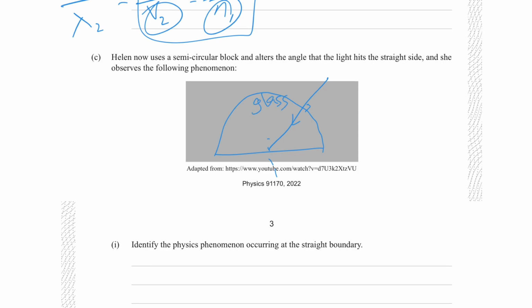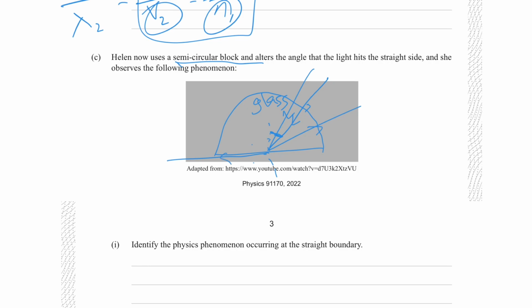What have we got? Semicircular block. It doesn't say if it's glass or not, but either way, that gives you an angle of incidence in here that you can adjust to make it more or less. You can adjust it until the refracted light, remember it bends away from the normal going from glass into air, goes along the surface.